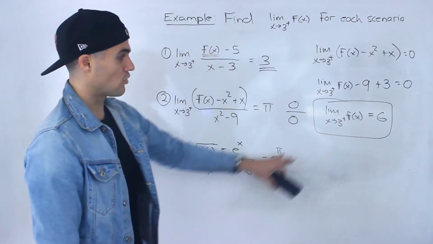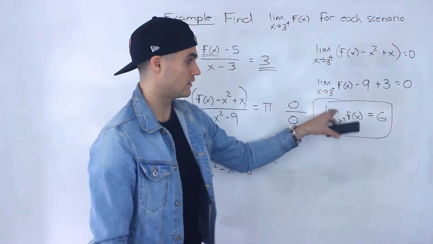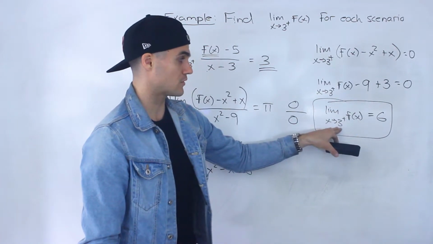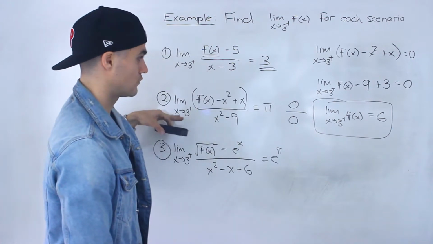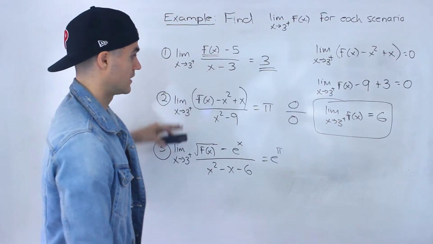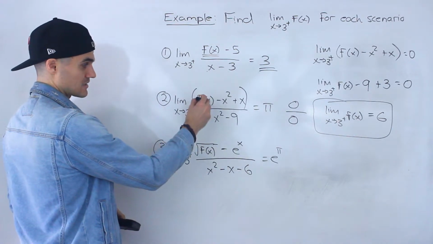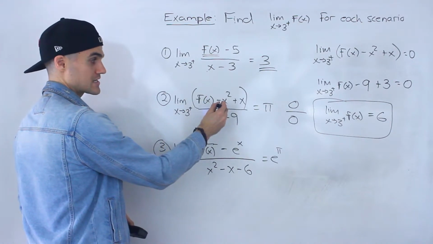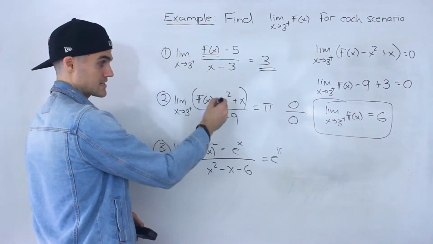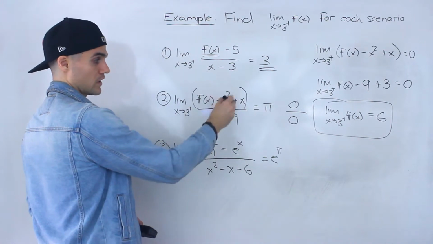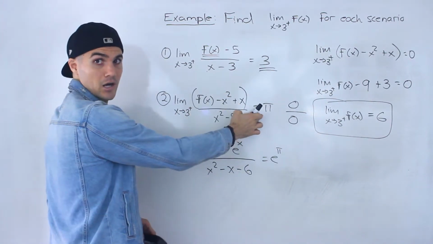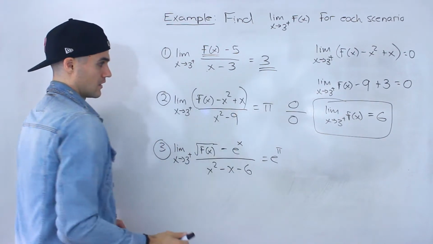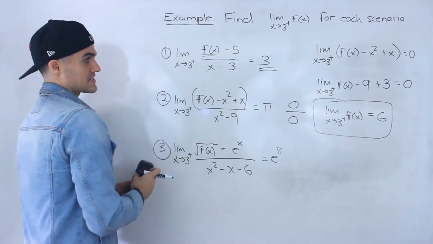Right? So that there the limit of x approaching 3 from the positive side of f of x has to equal 6 for this scenario here. Because if it's approaching 6, we'll have 6 minus 3 squared, which is negative 3, right? 6 minus 9 is negative 3, plus 3 would give us 0. We would have 0 over 0, and so this limit can approach a constant then. Right? So that's the answer for the second scenario.